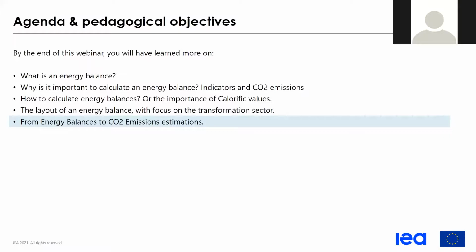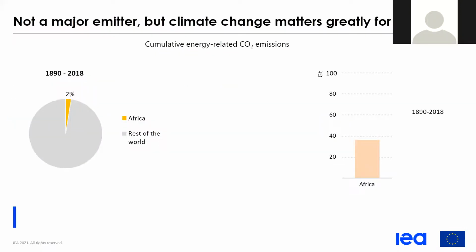So now we will do the last part of the session, which is how we move from energy balances to CO2 emissions. Here, Africa is a minor contributor to global greenhouse emissions during the age of industrialization. From 1890 to 2018, Africa accounted for only 2% of global CO2 emissions. So it's not a major emitter, but climate change matters greatly for Africa.